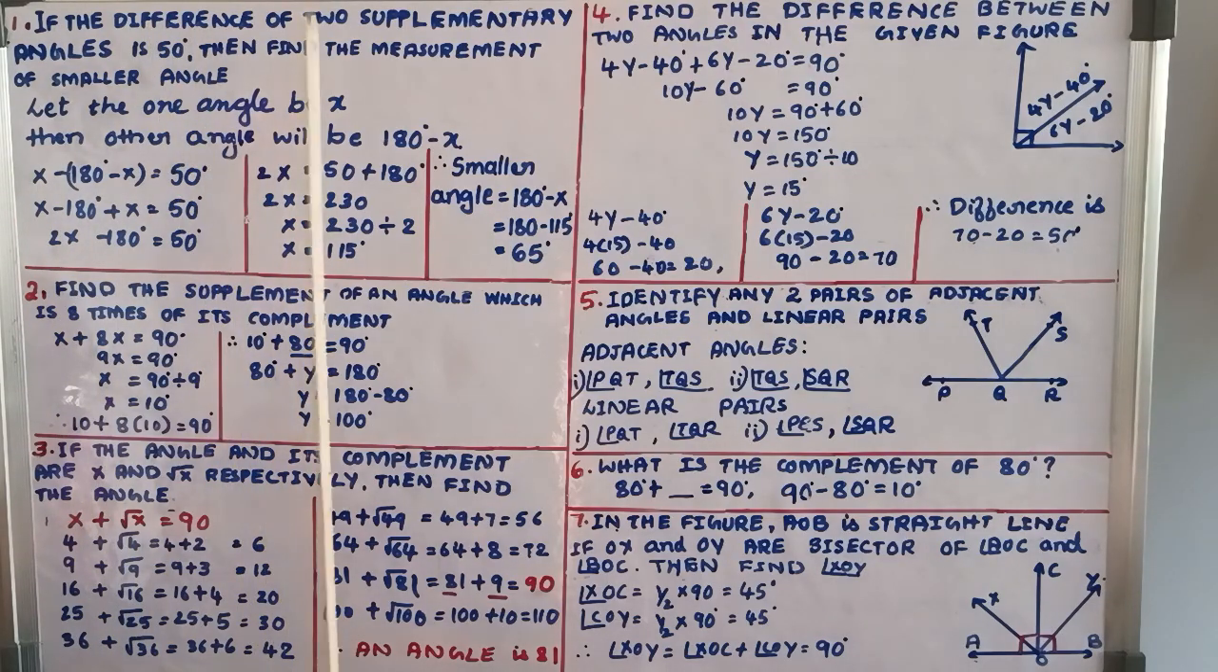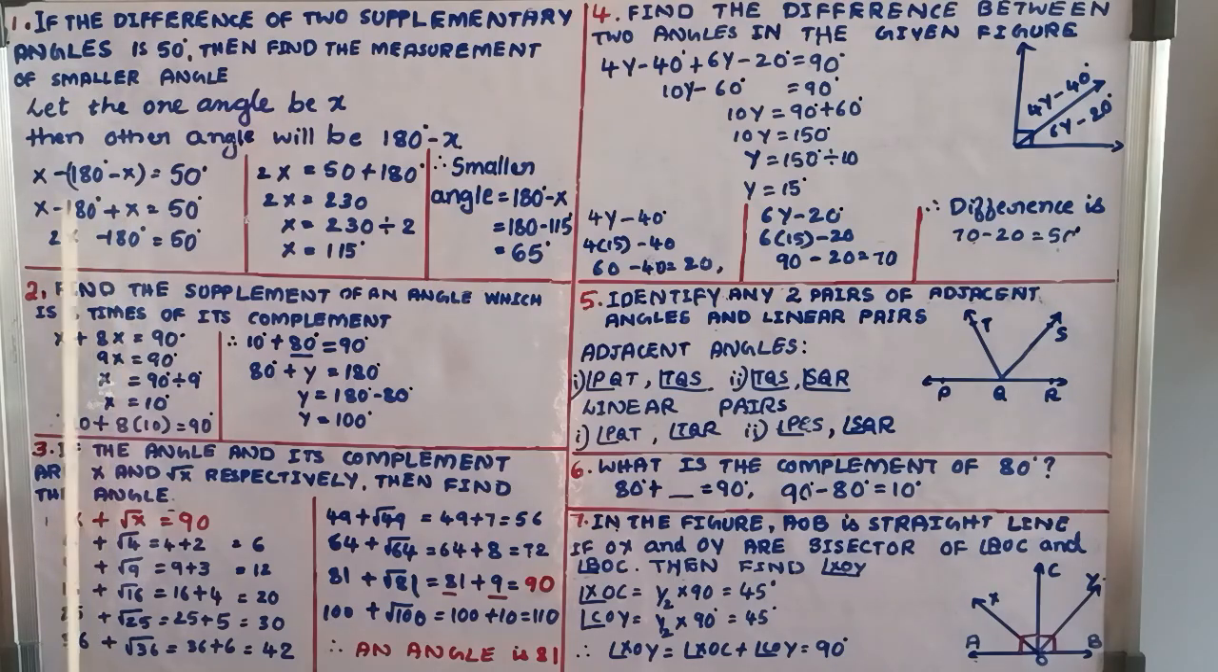Since it is given difference of two supplementary angles, we have to write a minus sign between the two angles. x minus (180 degrees minus x) is equal to 50 degrees. Now, multiplying the minus sign, x minus 180 degrees, minus into minus becomes plus x, that equals 50 degrees. Now add x plus x, we have to add its coefficients. Here also 1, here also 1. If you add it, it becomes 2x. 2x minus 180 degrees equals 50 degrees.